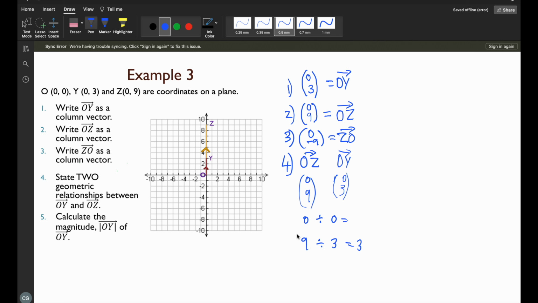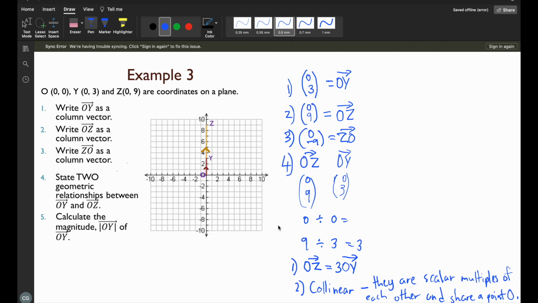So therefore I could say that OZ is 3 times the size of OY. That means it takes 3 of these to make OZ. So that's one characteristic: one is 3 times the size of the other. Then the next characteristic is they're collinear. Now how do I know they're collinear? Well, essentially they are scalar multiples of each other. One is 3 times the size of the other, but they share a common point, the point O.